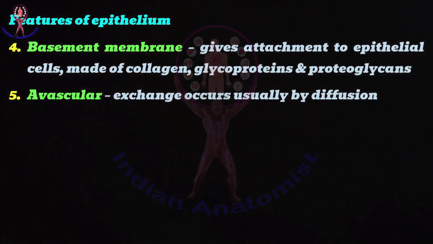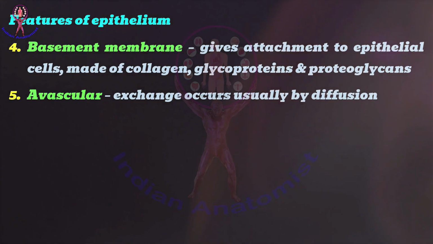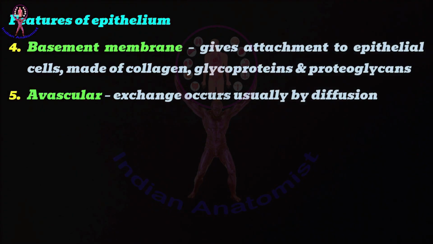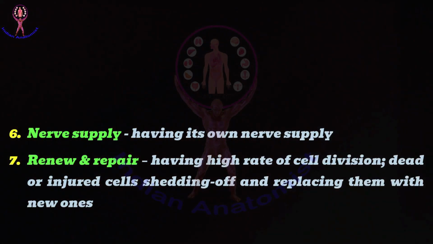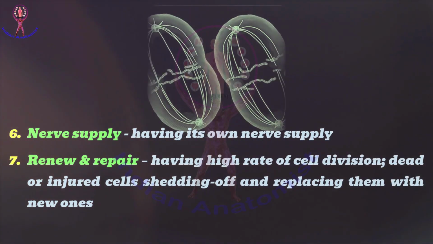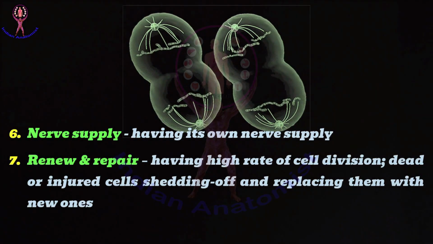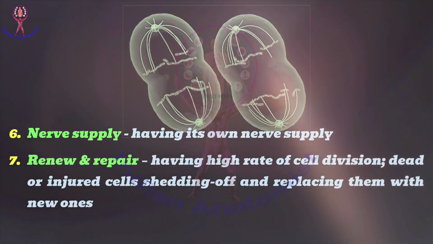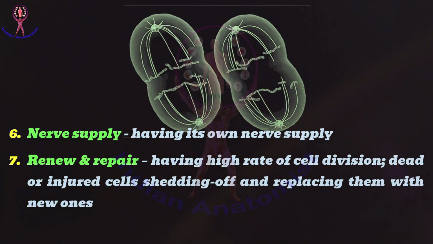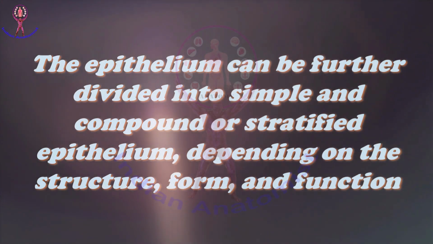Number 5 is avascular nature. Any epithelium present in our body does not have any specific blood vessels, so the epithelial cells get their nutrients by means of diffusion. Number 6 is nerve supply. All the epithelial cells are innervated. And the last feature is renewal and repair. This is an important characteristic feature of the epithelium. During any wear and tear of the epithelial cells, the injured cells will be shed off and replaced with new cells.